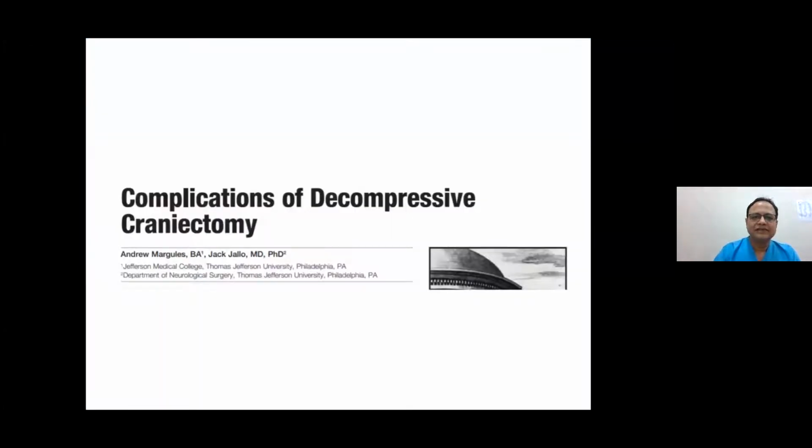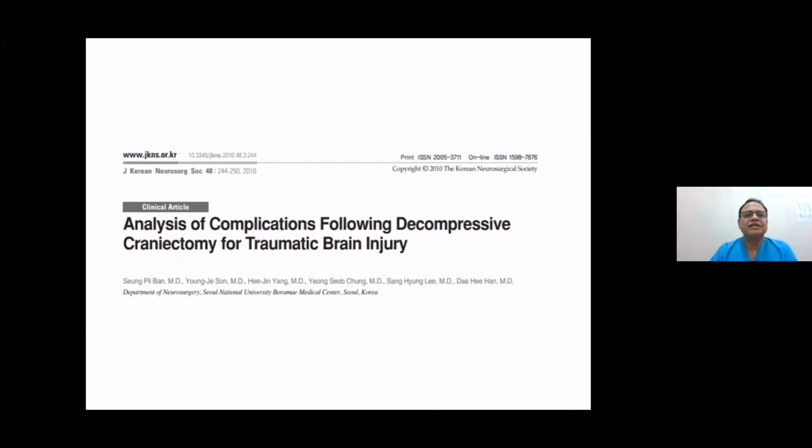So complications of decompressive craniotomy. This was a textbook article just published 5 years ago. They have listed early and late complications. Then this paper came in 2010, where they analyzed the different complications of decompressive craniotomy for traumatic brain injury and how to deal with it.